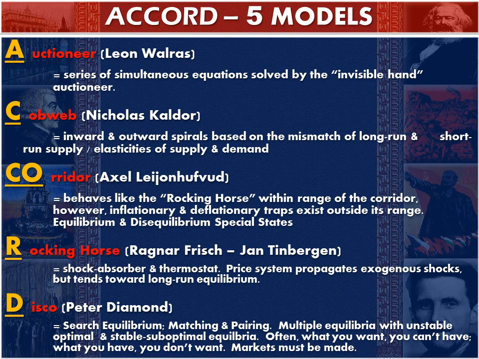The second group of models is the cobweb model. Now this is something we're going to get to at the end of this lecture, and this was by the English economist Nicholas Kaldor, who's famous for many other things, particularly in growth theory. He was an associate of the famous economists John Maynard Keynes and Joan Robinson and the whole Cambridge school.